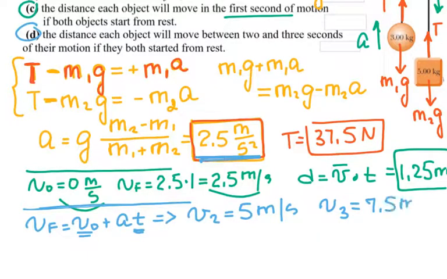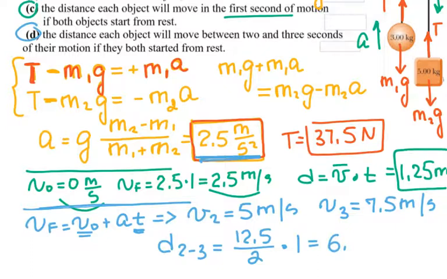7.5 meters per second. So the distance traveled between 2 and 3 seconds is the average velocity, which is (5 plus 7.5) over 2, 6.25 meters per second, times the time, and since it's between 2 and 3 seconds, it's just 1 second. So I get 6.25 meters. So they will both travel 6.25 meters between the second and the third second.